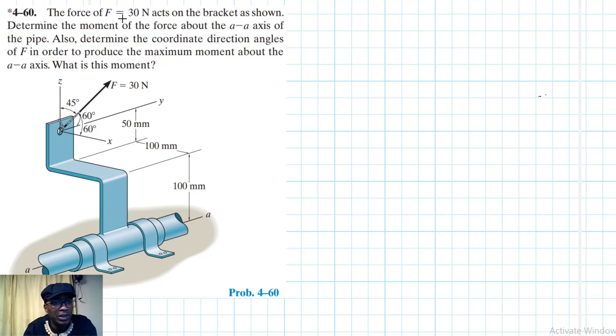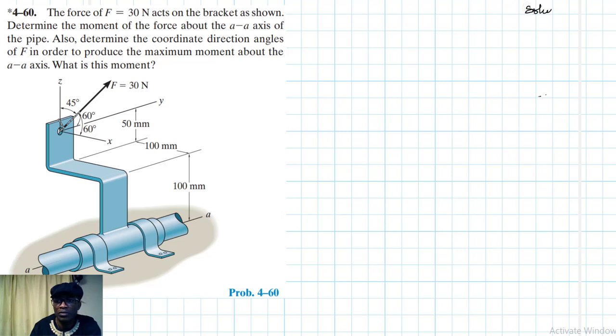And the problem reads: the force F is equal to 30 newtons, and the earth's on the bracket is shown. Determine the moment of the force about the AA axis of the pipe. Also determine the coordinate direction angles of F in order to produce the maximum moment about the AA axis. And what is this moment?